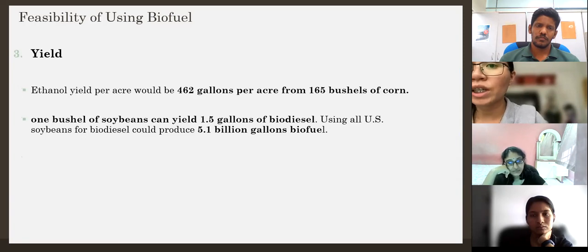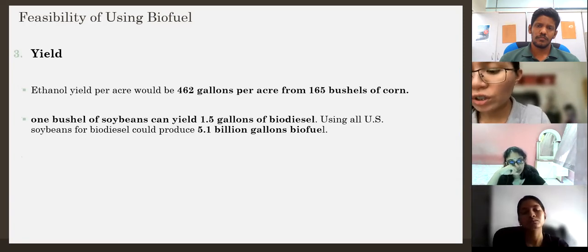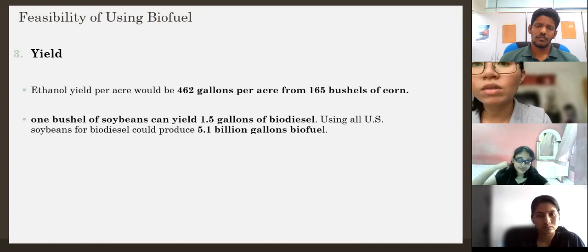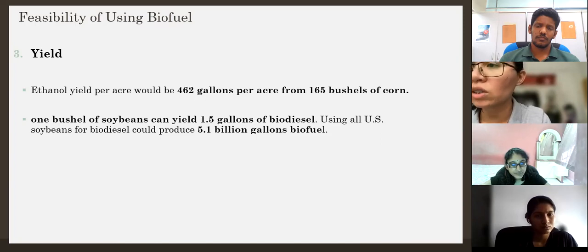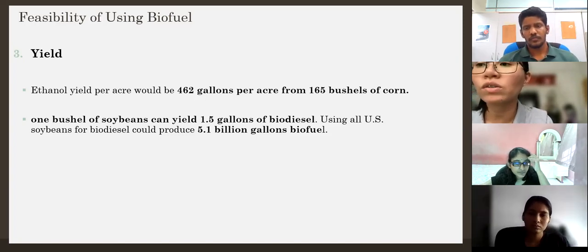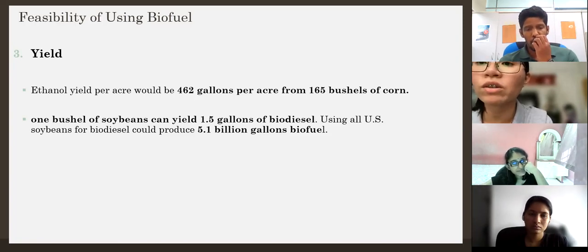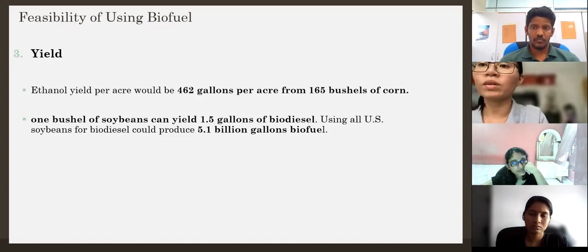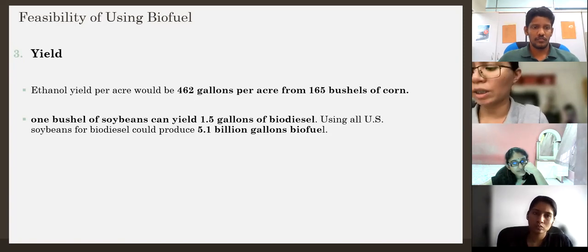Lastly is the production yield. Average corn yield nationally was 167.5 bushels per acre in 2015. So ethanol yield per acre would be 462 gallons from 165 bushels of corn. For soybeans, it yields 1.5 gallons of biodiesel from 1 bushel. So in the US, using all of the soybean stocks for biodiesel could produce 5.1 billion gallons of biofuel. Next will be waste management and costs.